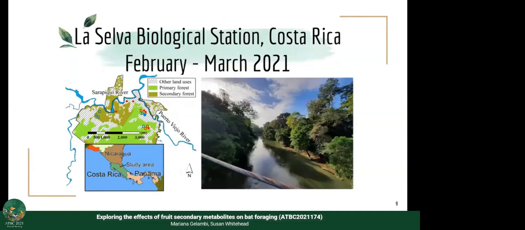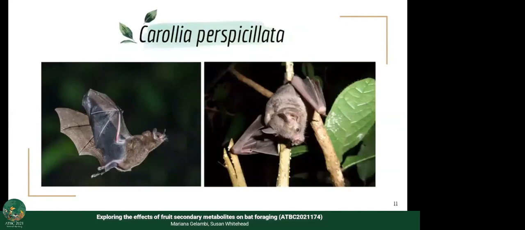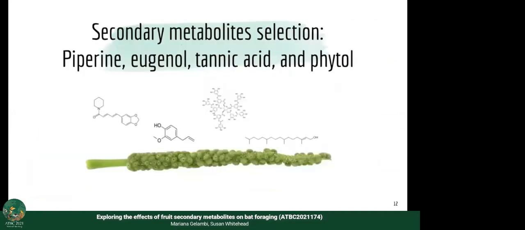To accomplish that objective, I conducted several experiments at La Selva Biological Station in Costa Rica. I used bats from the genus Carollia, which participate in the seed dispersal process, which is critical to maintain tropical forest diversity. Carollia bats are considered Piper specialists. Piper is a pioneer plant species that colonizes forests during the early stages of regeneration. Specifically, I worked with Carollia perspicillata.